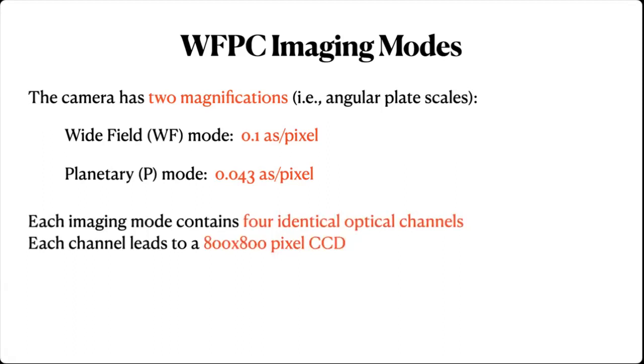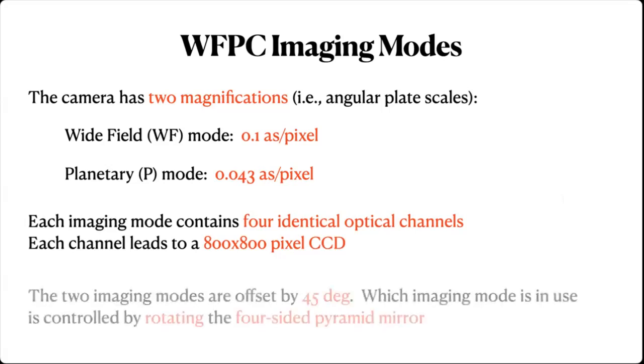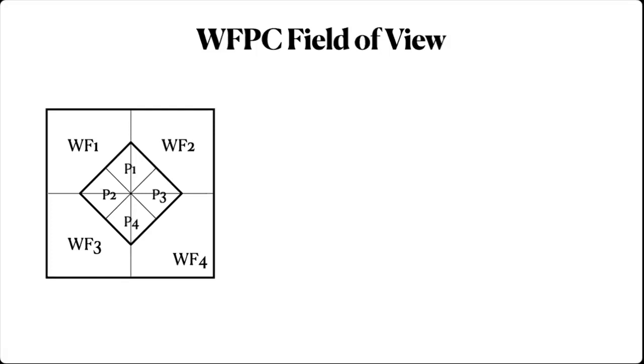Each one of those modes has 4 channels, as I explained, so that you can stitch those 4 together to get the full image. And each one of these channels leads to an 800 by 800 CCD. So how do you switch between these 2 modes? Well, you recall that pyramid mirror. That pyramid mirror is actually capable of rotating. You can rotate it by 45 degrees. What that does is it moves the light from one set of 4 channels to a different set of 4 channels, which has a different magnification. So it's a little complicated. I know this is a lot of stuff I'm throwing at you, but maybe this will help make it look clearer.